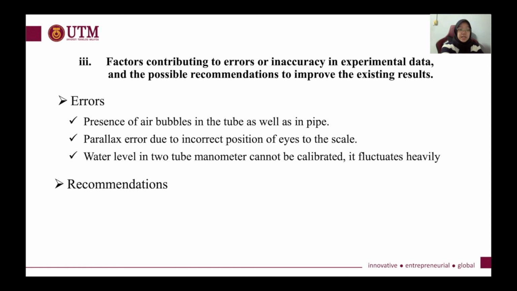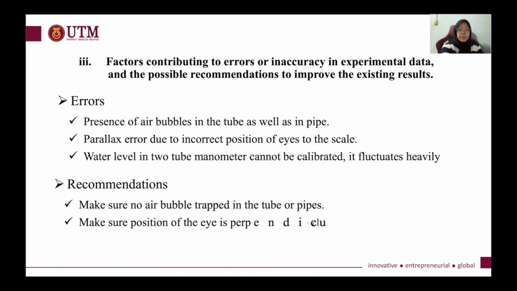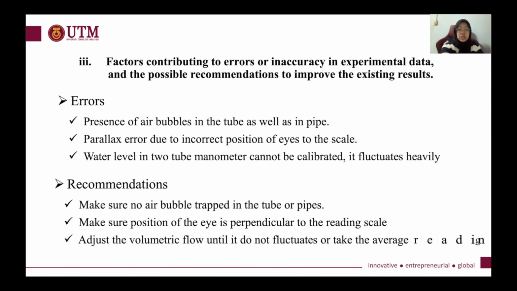Alright, next are the recommendations. Make sure there are no air bubbles trapped in the tubes or the pipes. Next, make sure the position of the eyes is perpendicular to the reading scale. And last but not least, adjust the volumetric flow until it does not fluctuate, or what we can do is take the average of the readings.